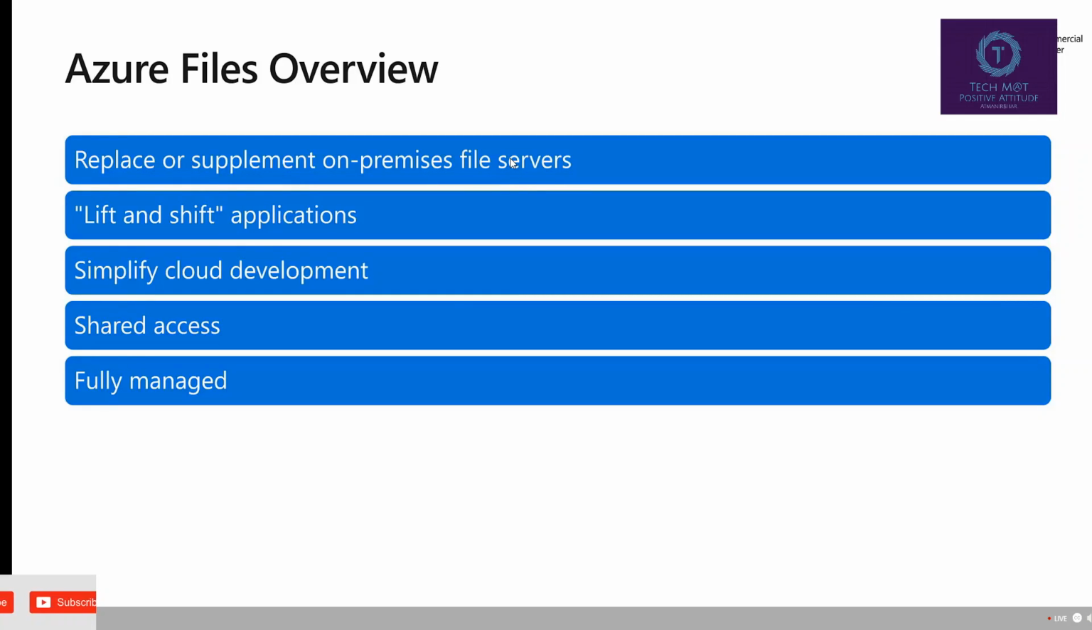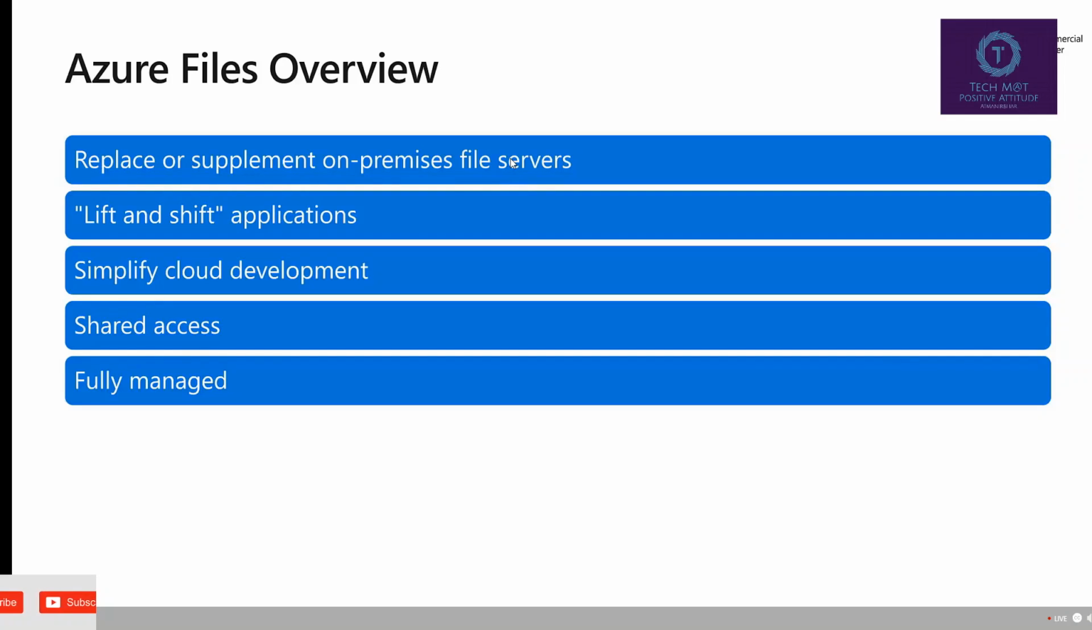So popular operating systems like Windows, macOS, Linux, they can directly mount Azure Files wherever they are in the world. So they can be running on-prem, they can be running on other clouds, or even on Azure, of course. Azure Files is pretty good for doing lift and shift applications, and it's very useful for this.